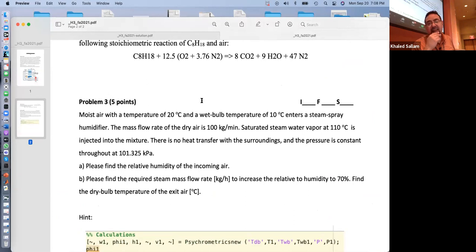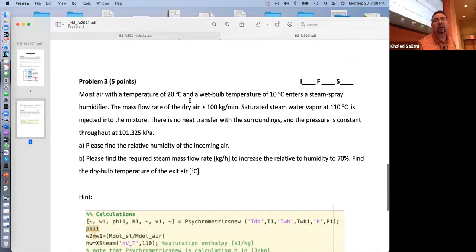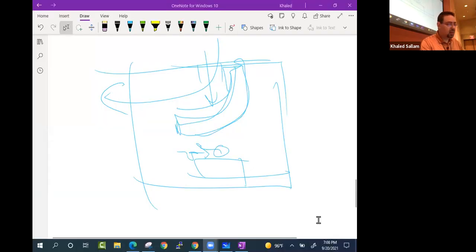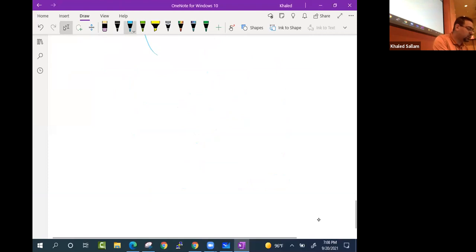So number 3, he said moist air was 20 degrees, and wet bulb temperature of 10 degrees. So what is the first 20 that he's talking about? It must be the dry bulb, right? It must be that the dry bulb is 20 and the wet bulb is 10.